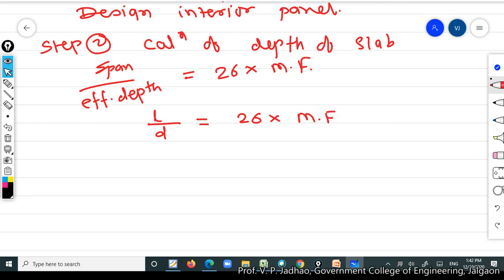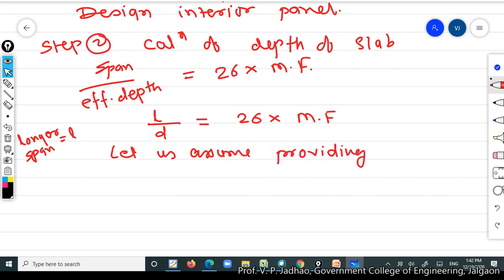Now this span L should be the longer span. For this particular design, this L shall be 6000 mm. Now let us assume we are providing percentage Ast equal to 0.4%, that is we are providing steel reinforcement up to 0.4%.